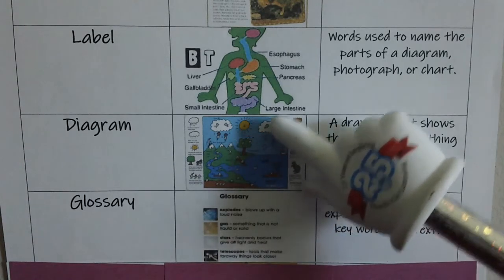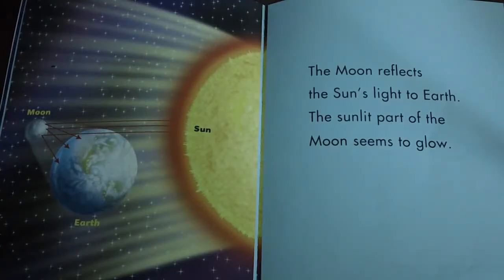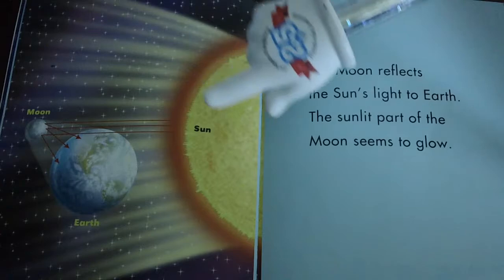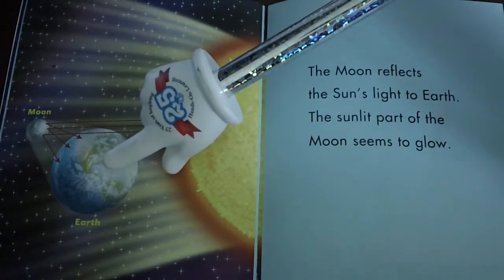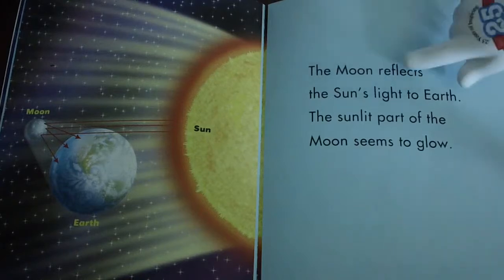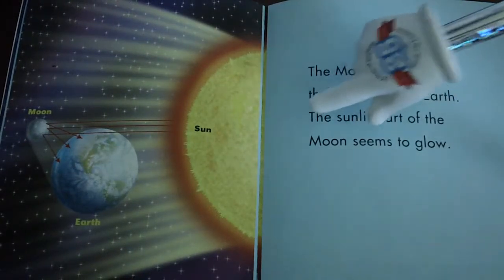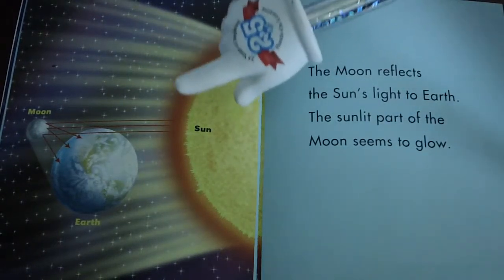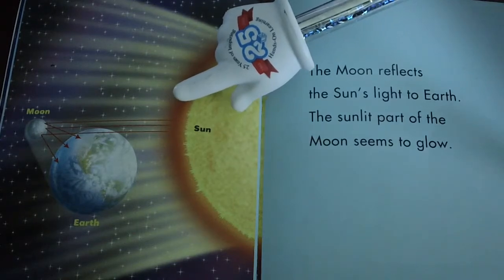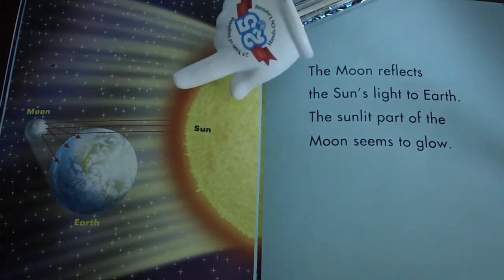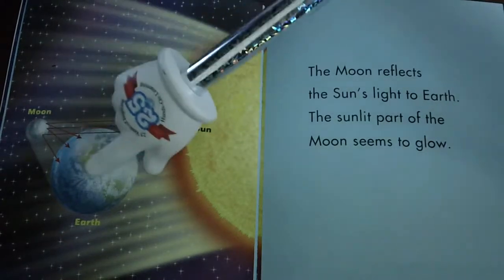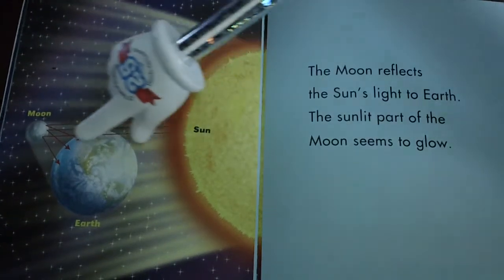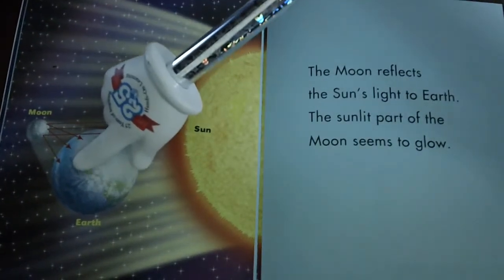Let's check them out. This part of the text tells the reader how the moon glows. Here's a diagram. I see the sun, the moon, and the earth. The moon reflects the sun's light to earth. The sunlit part of the moon seems to glow. This diagram is helping me to understand this part of the text. It helps me to understand because the arrows are showing how the light travels. I see the light starting at the sun, traveling to the moon, and bouncing back to Earth.